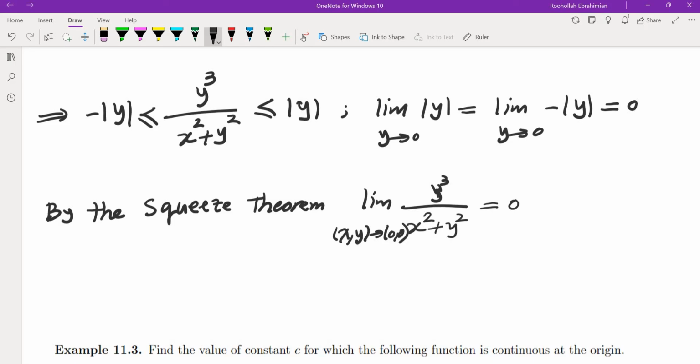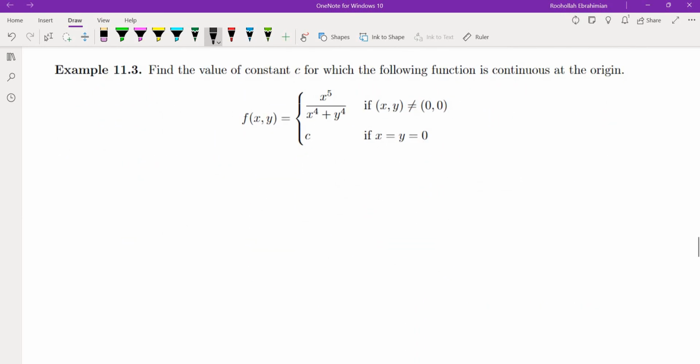So notice that the bottom line in this solution was the same. The only difference was in the inequalities that we used. But the bottom line of both of them was using the squeeze theorem. Okay, so let's do one more example. And I'll go over this one completely again.